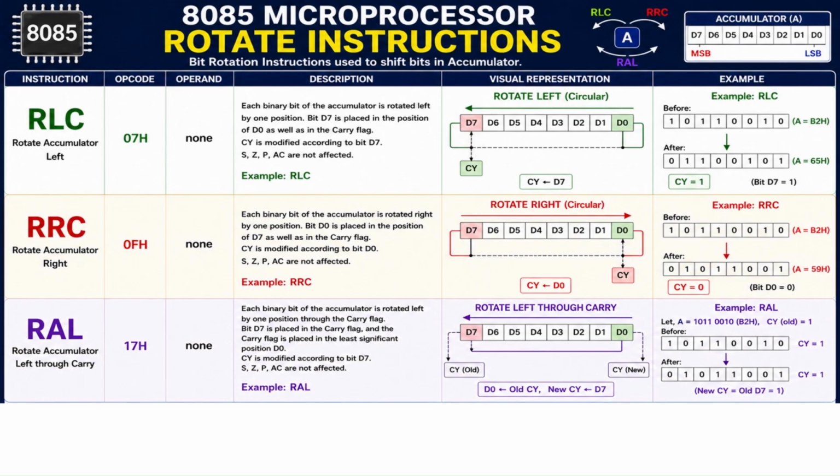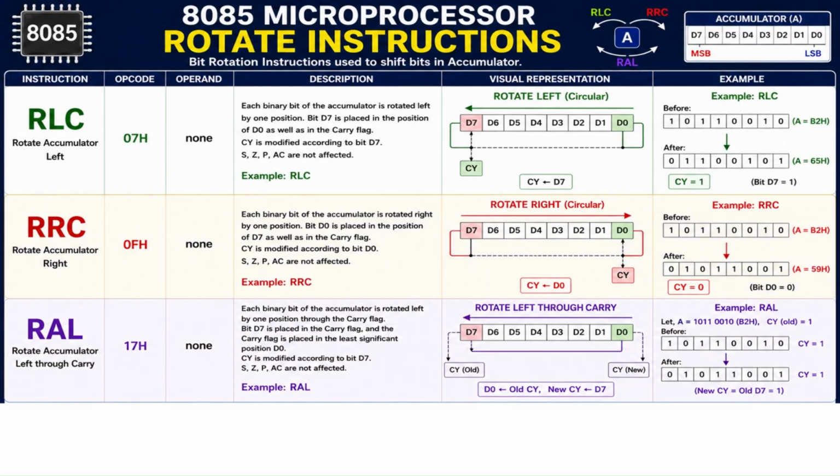So the carry flag becomes a part of the rotation process. This is why it is called rotate left through carry. Let's see the example step by step. Initially, accumulator contains 10110010, which is B2H.